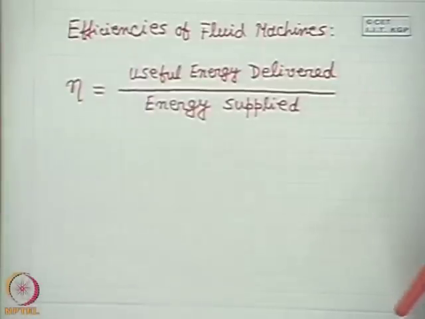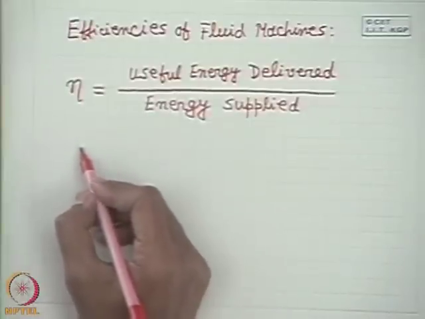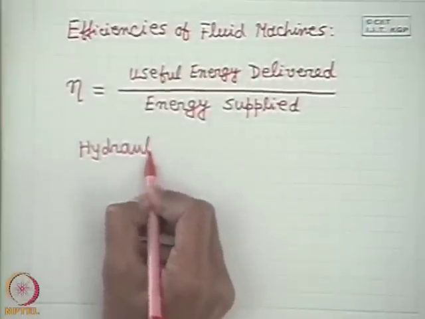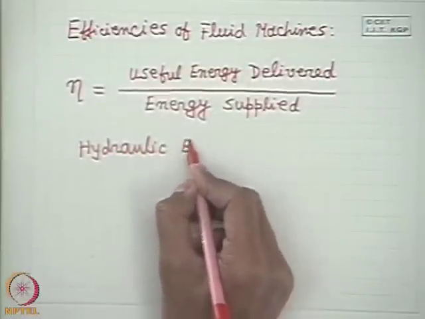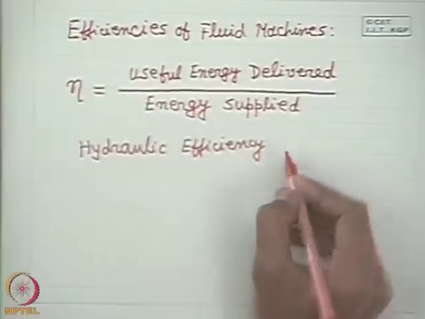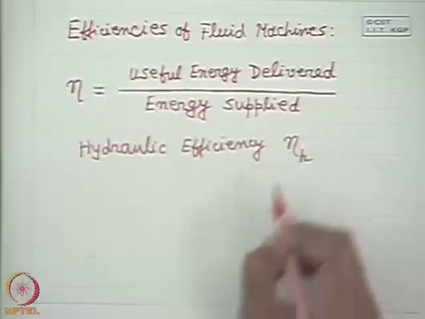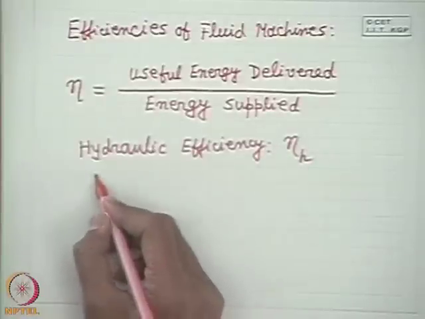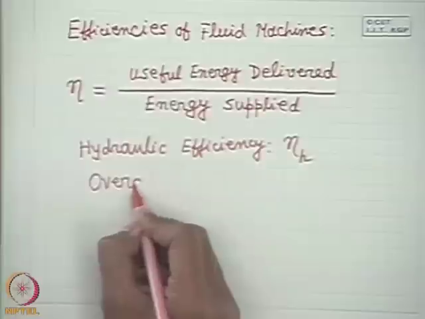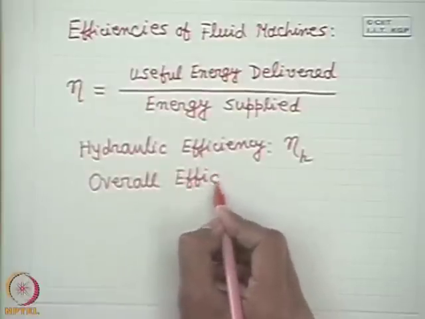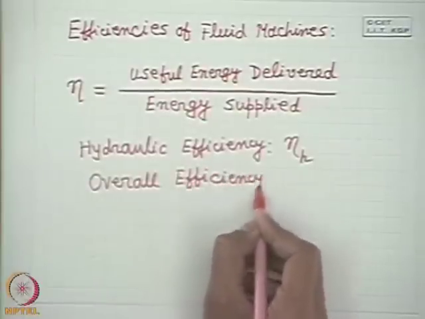Now there are two types of efficiencies that are defined in fluid machines. One is hydraulic efficiency, and afterwards we will refer to these two types of efficiency. So you must know the definition at this juncture: one is hydraulic efficiency, symbolized as eta H, and another is overall efficiency, eta O.